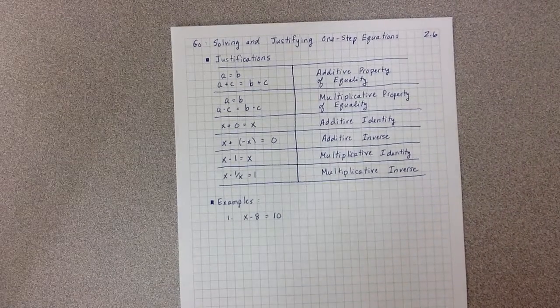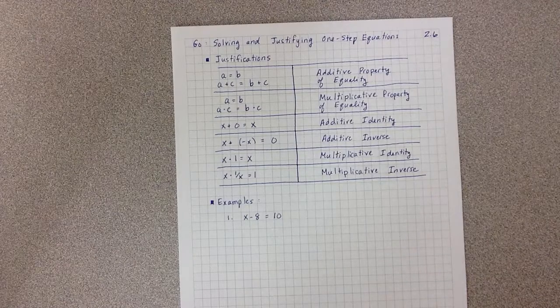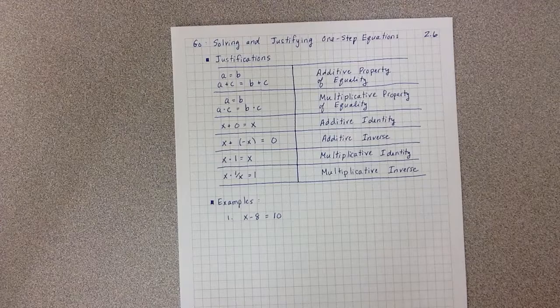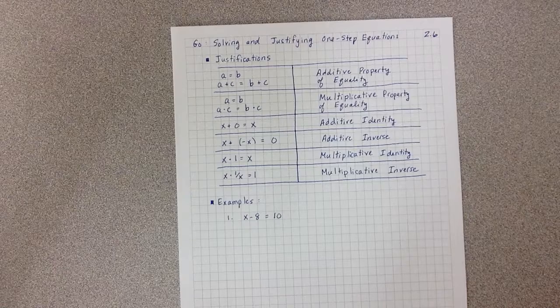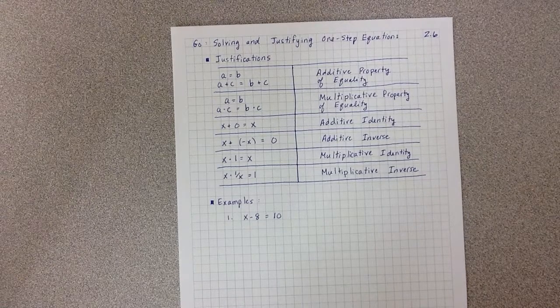These are the notes for the Go in 2.6. In the Go in this section, you'll be asked to solve and justify one-step equations. You've already done some solving of one-step equations, so now we're going to add this layer of justification. The justifications are actually steps that you already know how to do. It's simply that we're going to formalize it with some formal names here.